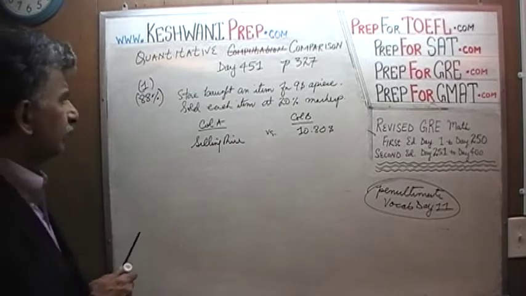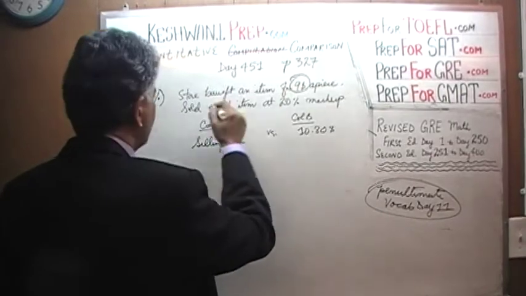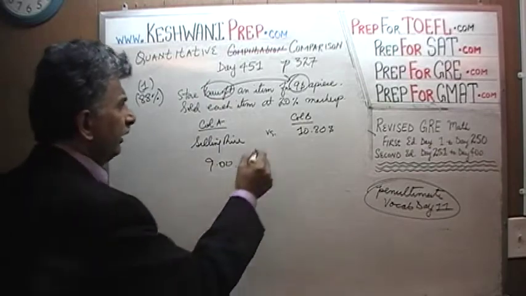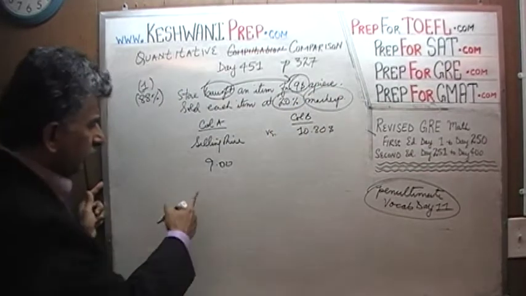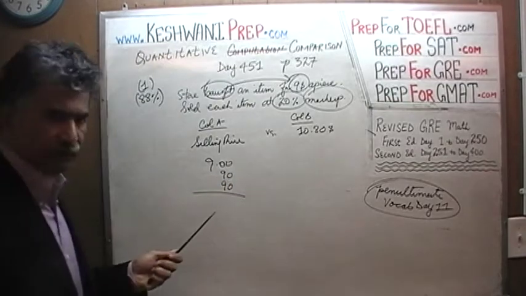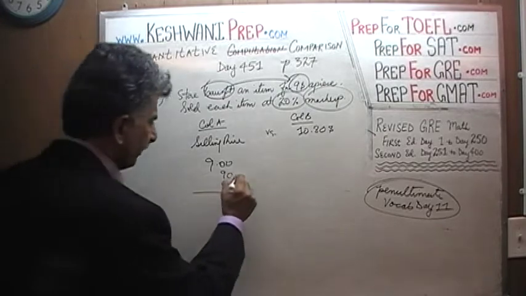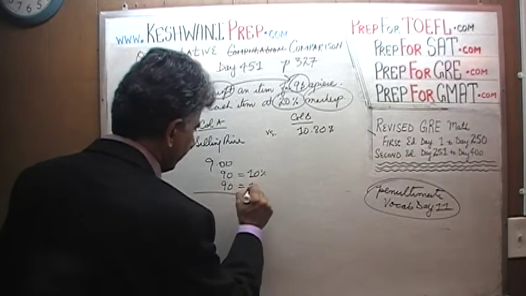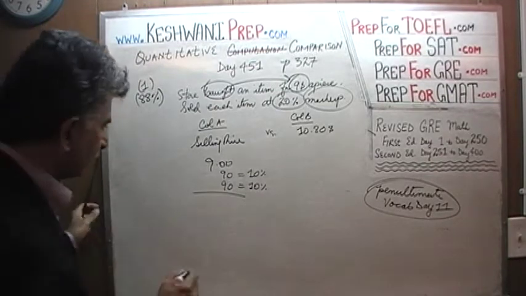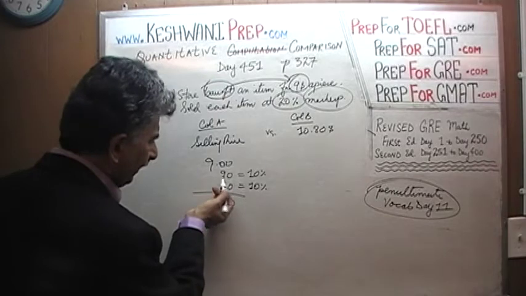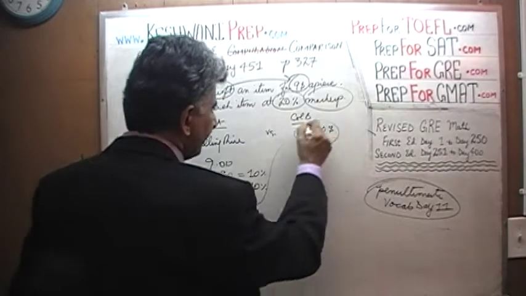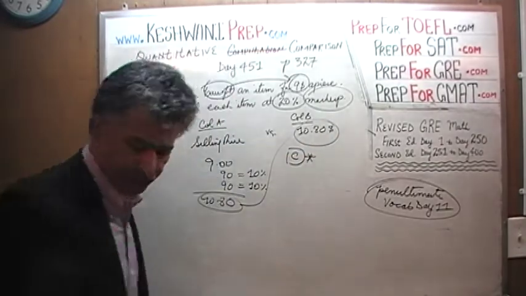Here we go. We are told that the store bought the item for $9, so they paid $9 for it. And then they sold it at 20% markup. 10% of $9 is 90 cents. Another 10% is another 90 cents. So that's your 20% markup. We just add them up. That's 20%, so of course that's $1.80. $1.80 plus 9 is going to be $10.80. Same as the other quantity. The answer is C.